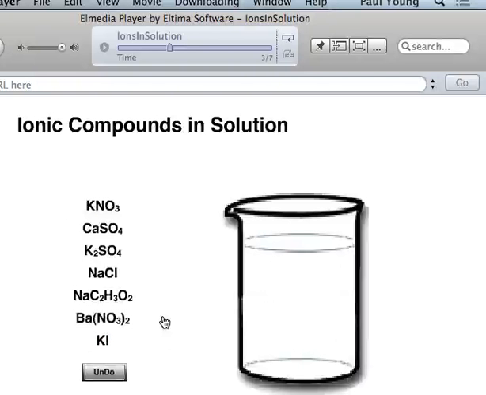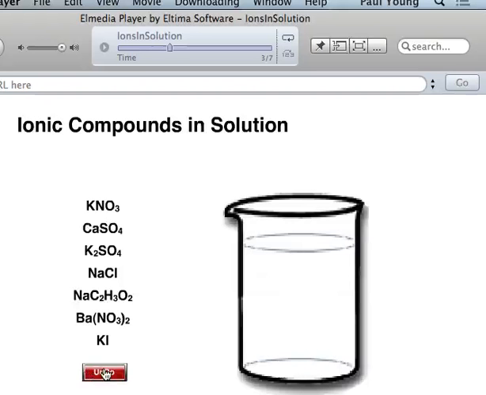Let's see. Potassium sulfate, we said, was soluble, right? It forms 2 potassiums, 1 sulfate. No problem. Is calcium sulfate soluble? Most sulfates are soluble, except for barium, calcium, and lead. Not soluble.